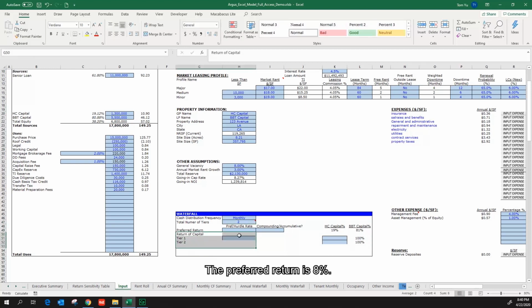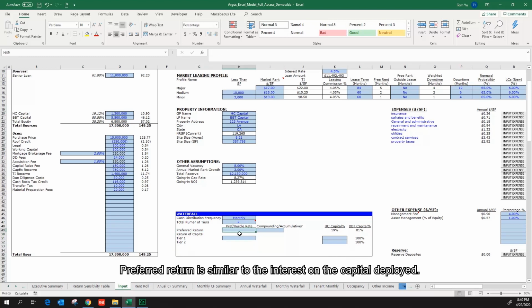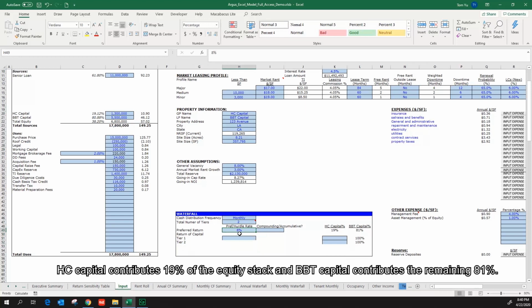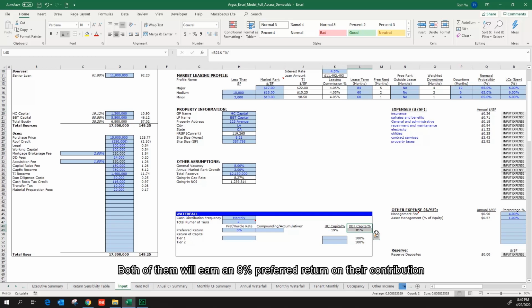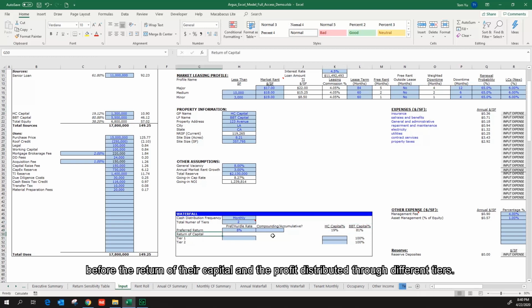The preferred return is 8%. Preferred return is similar to the interest on the capital deployed. HC Capital contributes 19% of the equity stack and the BBT Capital contributes the remaining 81%. Both of them will earn an 8% preferred return on their contribution before the return of their capital and the profit distributed through the different tiers.